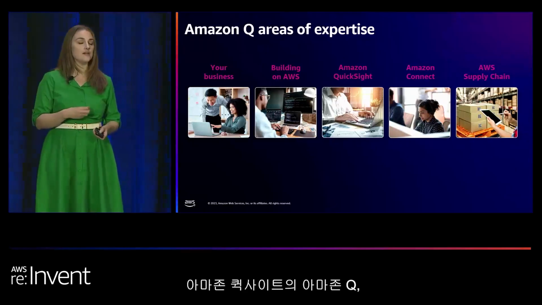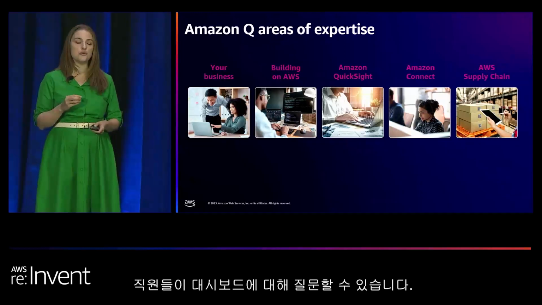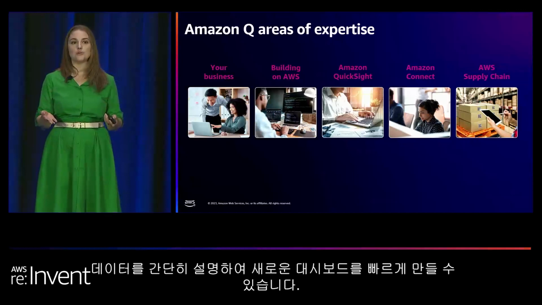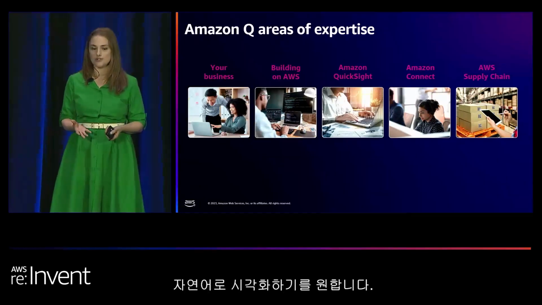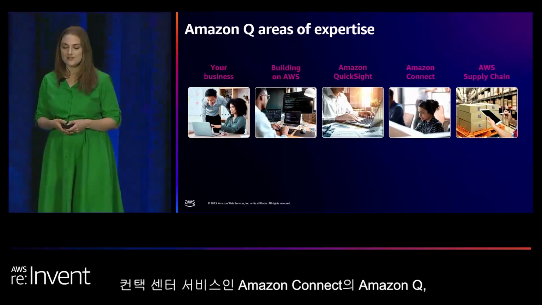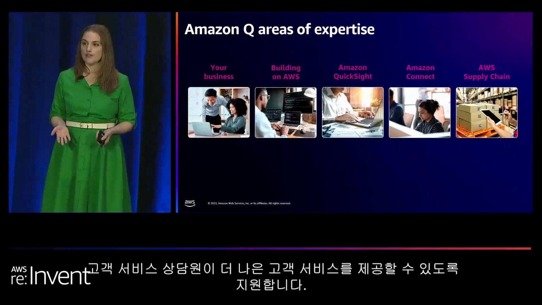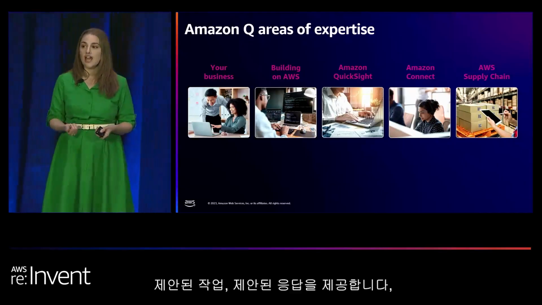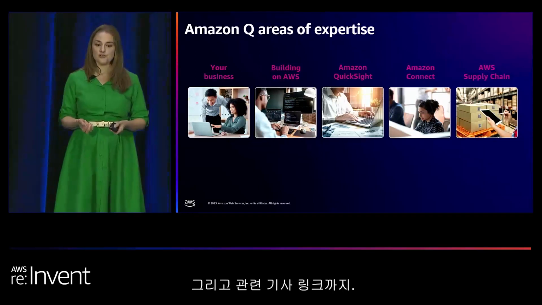Amazon Q in Amazon QuickSight, which is our business intelligence service, allows your employees to ask questions of their dashboards and to quickly create new dashboards by simply describing the data that they want to see visualized in natural language. Amazon Q in Amazon Connect, our contact center service, helps your customer service agents to provide better customer service by automatically providing those service agents with suggested actions, suggested responses, and even relevant links to articles.